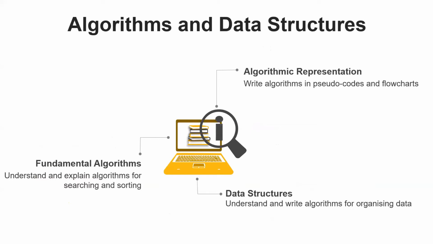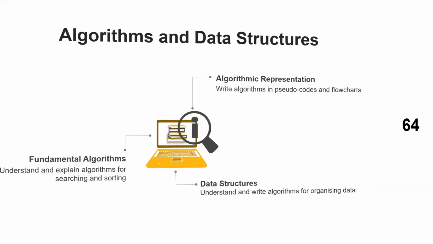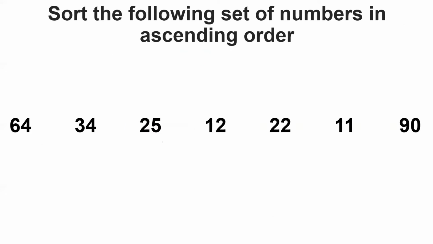Now let us look at a very simple example. If you have a pen and paper beside you, or you might want to grab a piece of paper and a pen, you might want to try sorting the following set of numbers in ascending order. 64, 34, 25, 12, 22, 11, and 90.